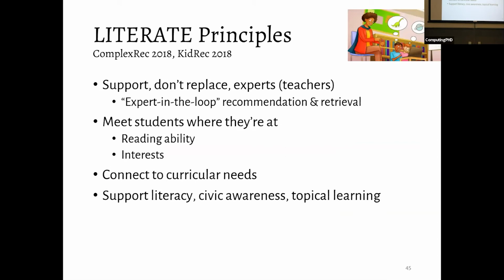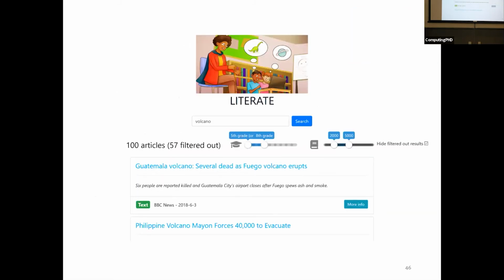But we want to support teachers in meeting students where they're at, finding readings that are going to connect to curricular needs and support literacy and civic awareness, as well as learning the topic that we're currently trying to teach in the class. So we built a system, a minimum viable prototype, that lets teachers search for news articles and filter them down by some pedagogical constraints. It then presents some information about the article that helps them assess its usefulness. If you click more info, you'll see how long the article is, how many images it has, etc.